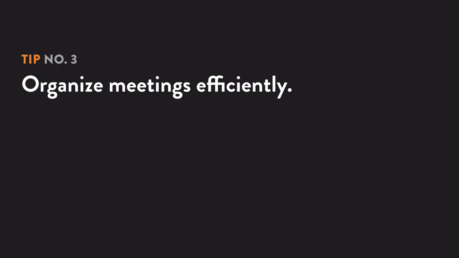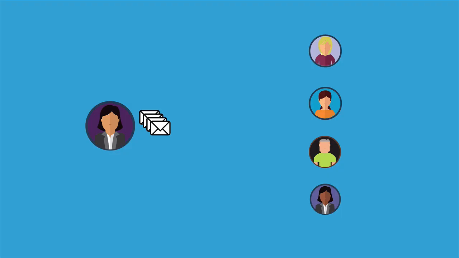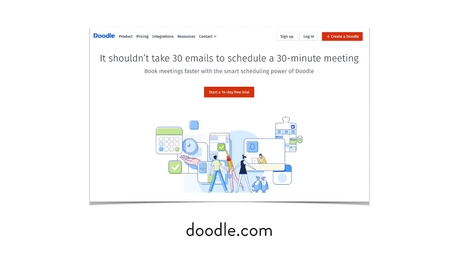Tip number three, organize your meetings more efficiently. Scheduling meetings with multiple people can be super painful, especially when they're outside your organization or network. Finding that sweet spot where everyone can be available often takes days of emailing back and forth and back and forth. One way to solve this is with a service called Doodle.